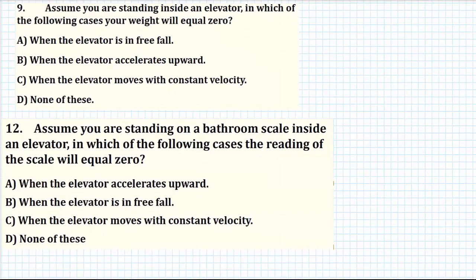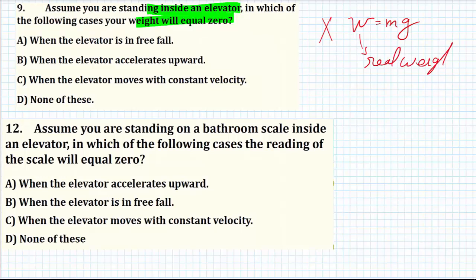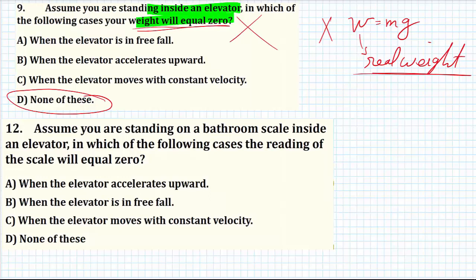Assume you are standing inside an elevator. In which of the following cases will your weight equal 0? And this is like a tricky question. So he's asking about the weight, and the weight does not change at all, because weight equals mass times gravity. That's called the real weight. And the real weight does not change at all, so none of those are right. Because he says here, in which of the following cases will your weight equal zero? And that doesn't make any sense because the weight is always mass times gravity.